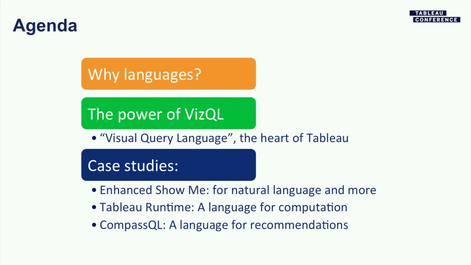The Tableau Runtime is an example of how we're using a language for computation to help us with a whole new class of optimizations to make Tableau faster and more interactive. And then I'll also give a couple of other examples outside of Tableau, like CompassQL, which is a language for doing recommendations on visualizations. And at any time, if you have any questions, feel free to ask. We're a small crowd, so feel free to speak up if you want.